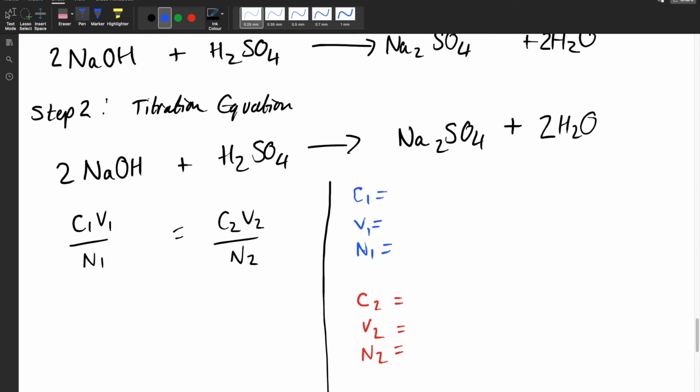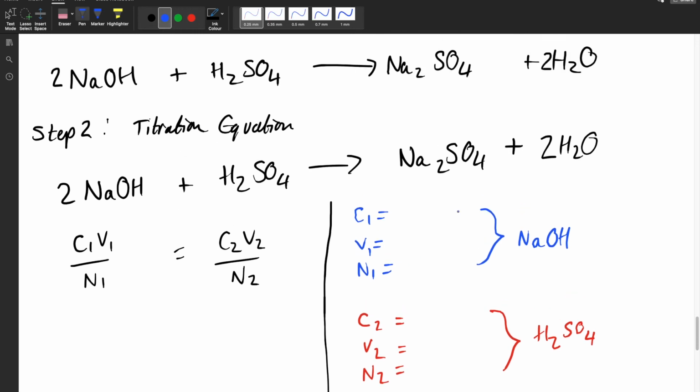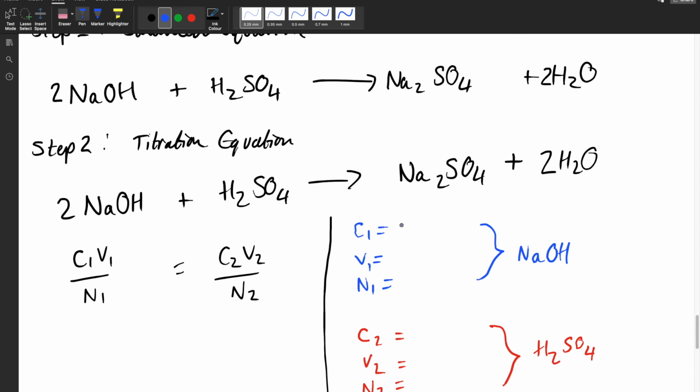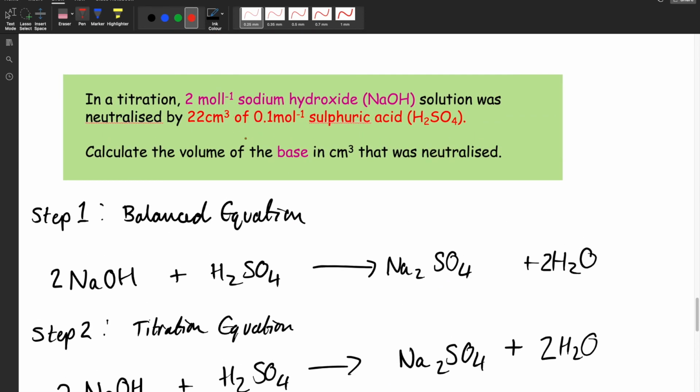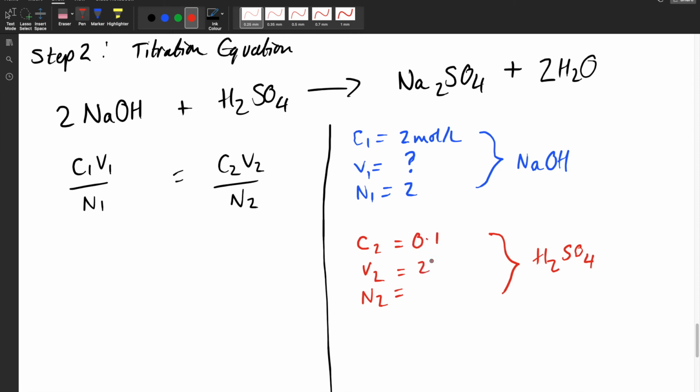I'm just going to go and find all these C1, V1, N1 and C2, V2, N2 from the question. So let's look at our sodium hydroxide ones first of all, and then we'll tackle our sulfuric acid ones. So what does it tell us about sodium hydroxide? It tells us we've got 2 moles per litre of it. That's all it tells us. And we know that N is 2, but we don't have the volume. That's what the question is asking for. It's asking us to calculate the volume. But we do know a lot more about our acid, so that's 22 and 0.1, 0.1 and 22.